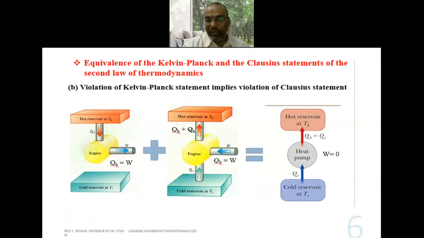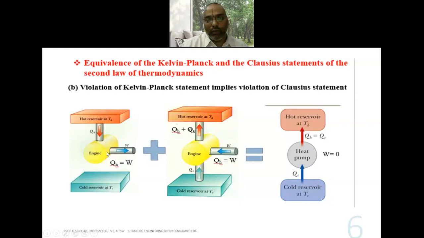Similarly, we can say the violation of the Kelvin-Planck statement is leading to the violation of the Clausius statement, because it works in either direction, vice versa. Here you can see the heat engine is producing some amount of work by taking only heat input. There is no heat rejection, so there is 100% efficiency. It is not at all possible, so it is violating the second law of thermodynamics and the Kelvin-Planck statement.